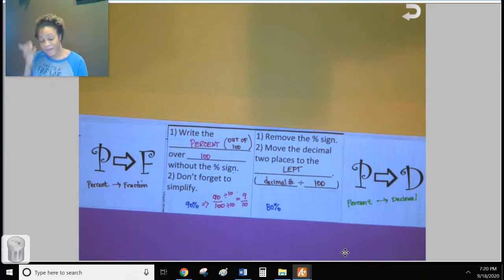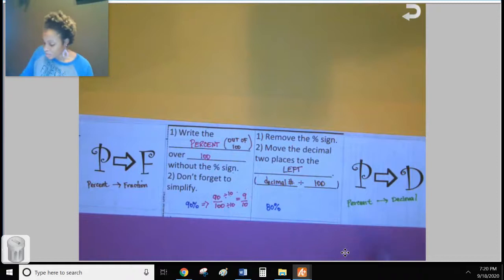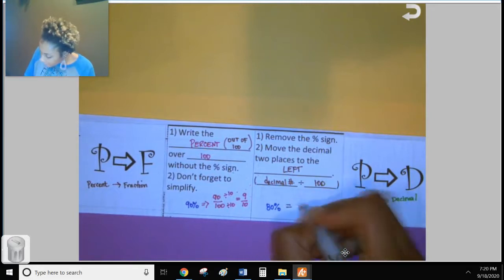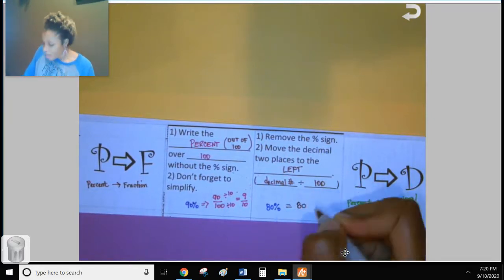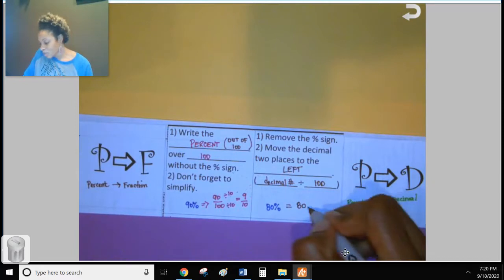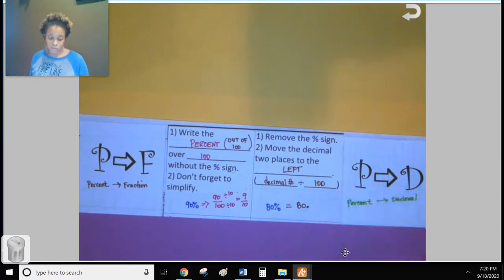So we're dividing by 100. If we were to take these numbers and divide by 100, our decimal point would look like it would shift 2 places to the left, okay? So here's an example. We have 80%. So I would take off the percent sign and write 80. And then my decimal point is here. It's behind the 0, okay?